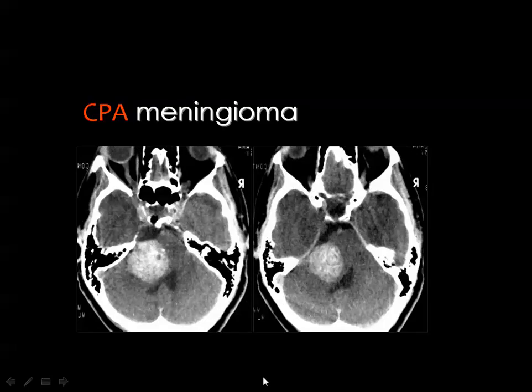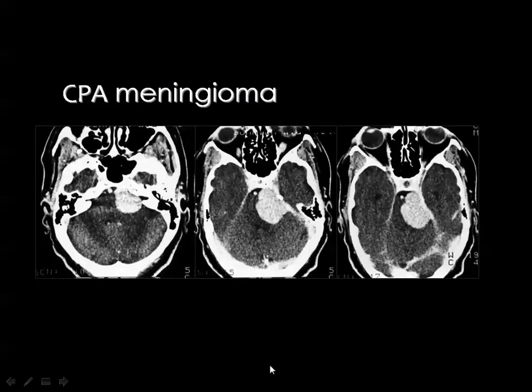Then we came to the meningioma, which is also seen at the cerebellopontine angle as an extraaxial tumor, as you can see here, with widening of the ipsilateral cerebellopontine angle cistern. And this is a good example of meningioma at the cerebellopontine angle region. It shows homogeneous post-contrast enhancement.